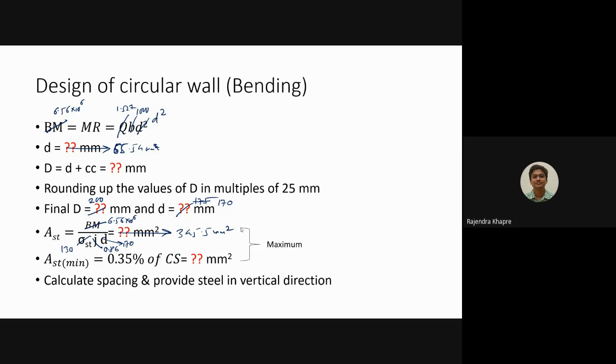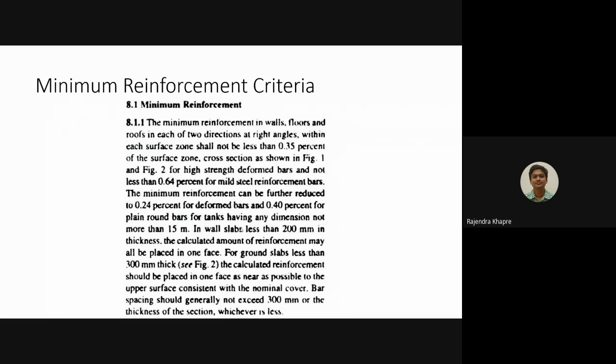But as far as this design is concerned, that is the design of Clariflocculator, the AST minimum value will be 0.35% of the cross section area. Now, why is this? For this purpose, we have to refer to this minimum AST clause. Now I am just going to read out this particular clause for you. It says the minimum reinforcement in the walls. So we are designing the walls, in each of the two directions at right angles within each surface zone shall not be less than 0.35% of the surface zone.